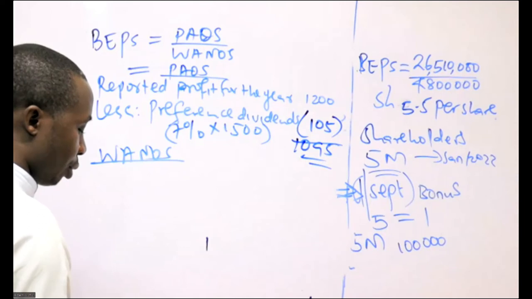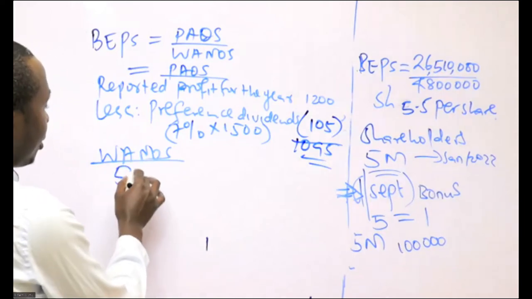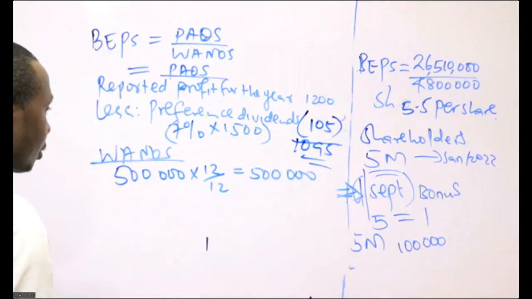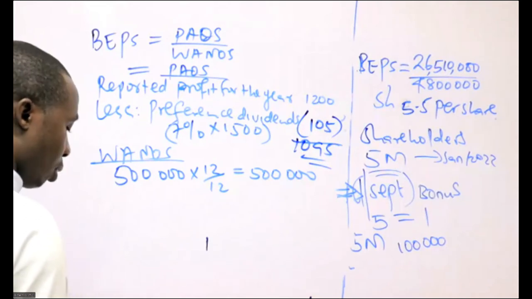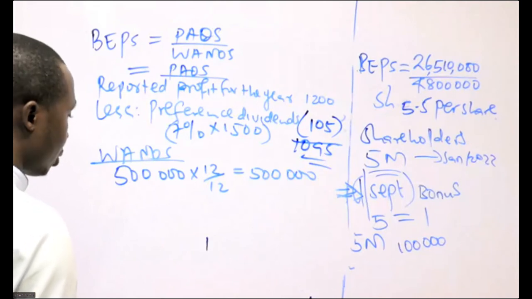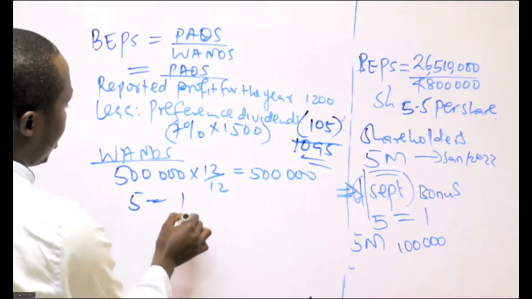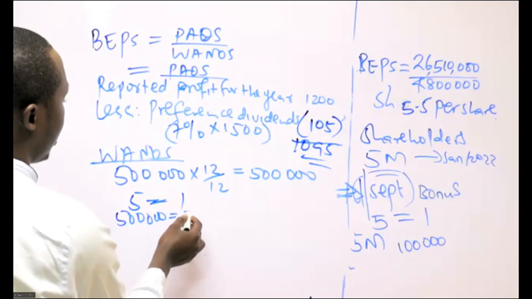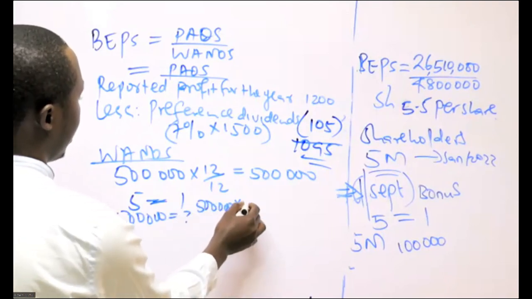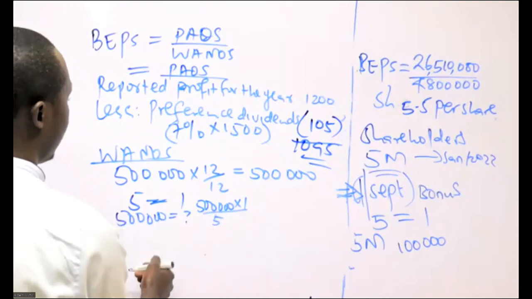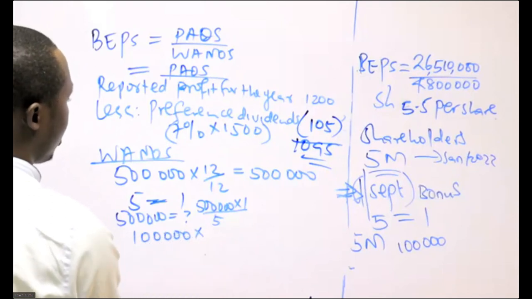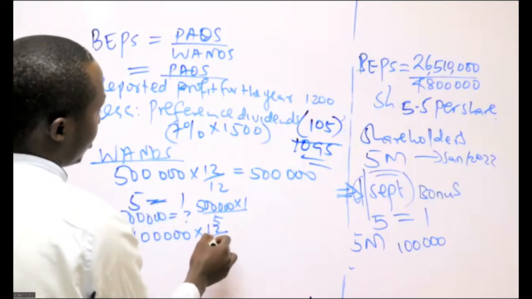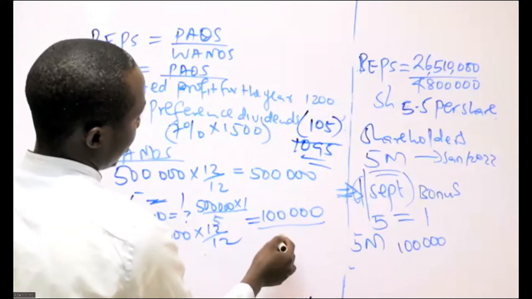For the denominator, there are those shares which were there from the initial period. Then we weight the others issued through the bonus. So there were 500,000 times 12 over 12, that is 500 thousand. Then there were those issued through the bonus, which occurred on 31st March, in the proportion of 1 for every 5. So for every 5 you get 1, of the shares you have, the 500,000. So 500,000 times 1 over 5 is 100,000. Am I supposed to consider from March or from the initial period, from January? From the initial period, so 12 over 12. So that is 100,000, making 600,000 in total.